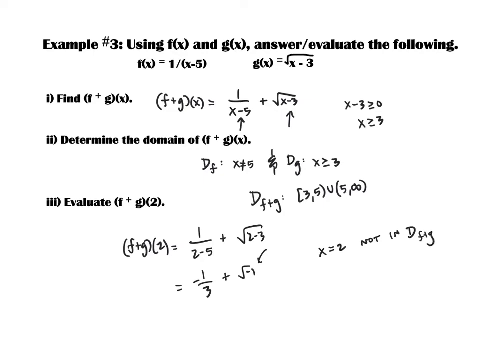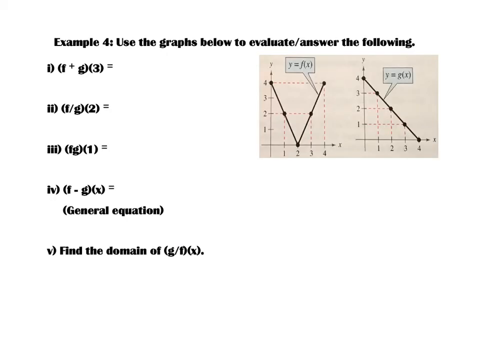So you have to be very careful. We cannot evaluate. Therefore, f plus g of 2 does not exist. This is a universal symbol in math for does not exist. We cannot evaluate it because 2 is not in our domain. Be very careful while you do these problems, and just check to be sure that the input is in your domain. All right, let's move to the next question.